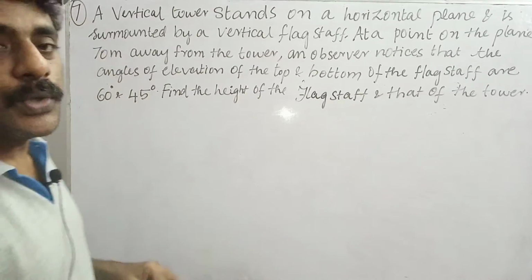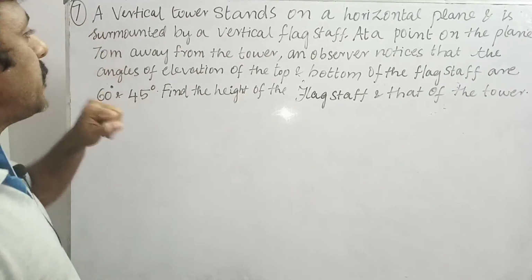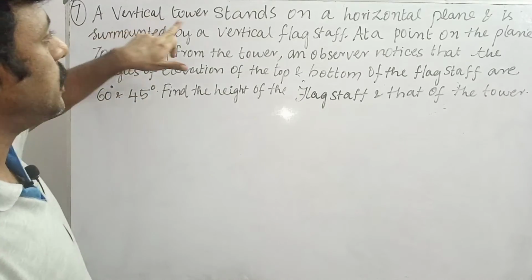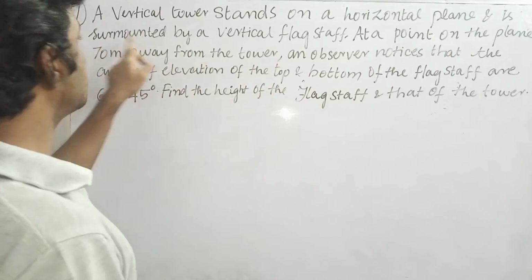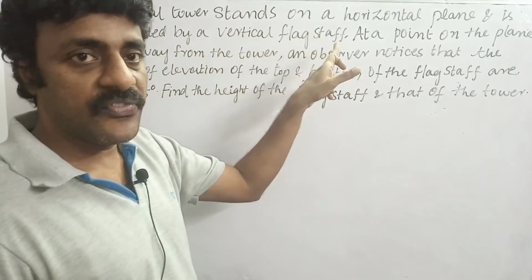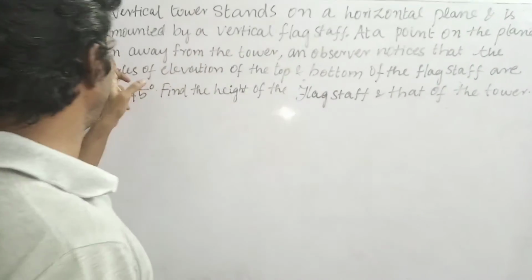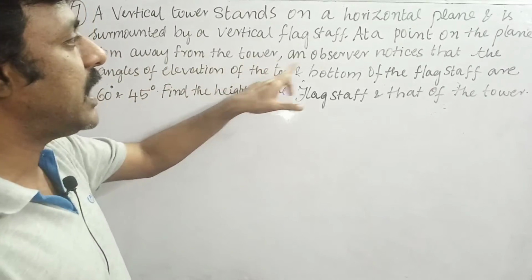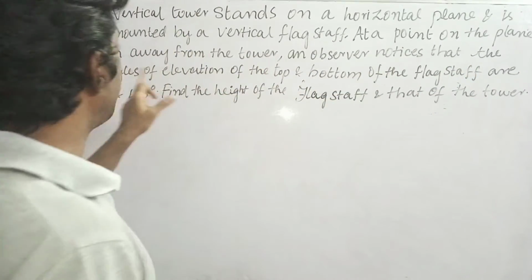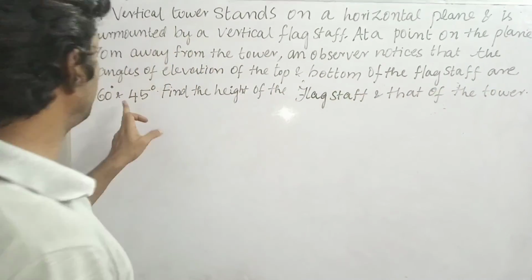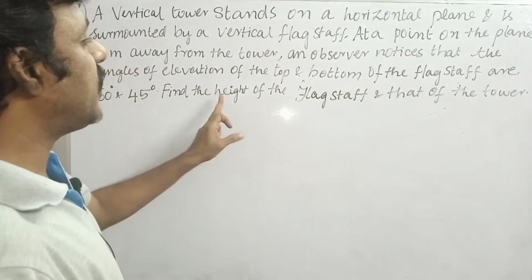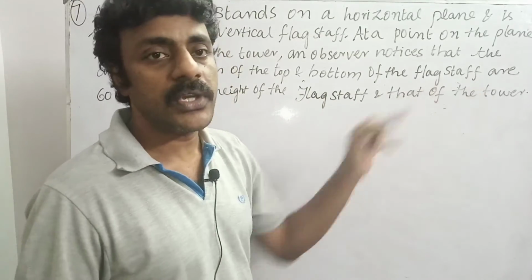So let's get into problem number 7. The problem number 7 states that a vertical tower stands on a horizontal plane and is surmounted by a vertical flagstaff. At a point on the plane 70 meters away from the tower, an observer notices that the angles of elevation of the top and bottom of the flagstaff are 60 degree and 45 degree. Find the height of the flagstaff and that of the tower.